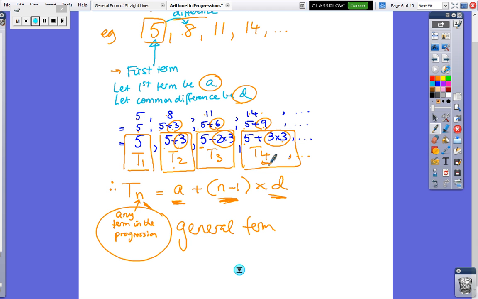So T4 had three differences, T3 had two differences, T2 had one difference, T1 had no differences. Okay, so copy that. This is the only thing that's important. You don't need to worry about where it comes from. That's just the proof. Okay, come across when you're ready.